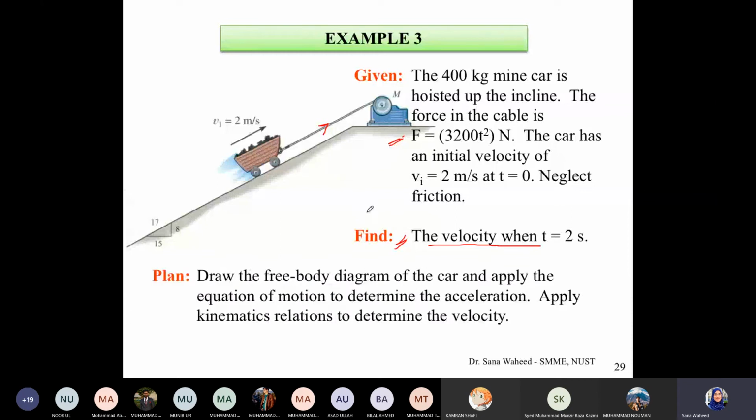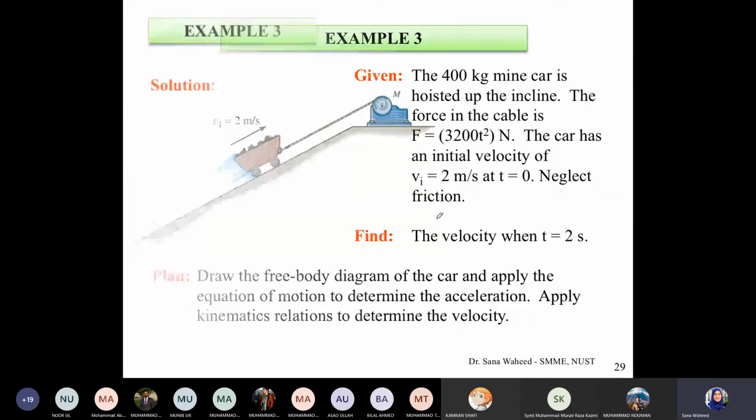So first of all, we can follow the procedure that we just looked at, which is set up our inertial coordinate system, draw the free body diagram, and the kinetic diagram if we need to, apply the equation of motion, summation F equals ma, to find its acceleration. Then once we've got the acceleration, we can use kinematic equations to find the velocity.